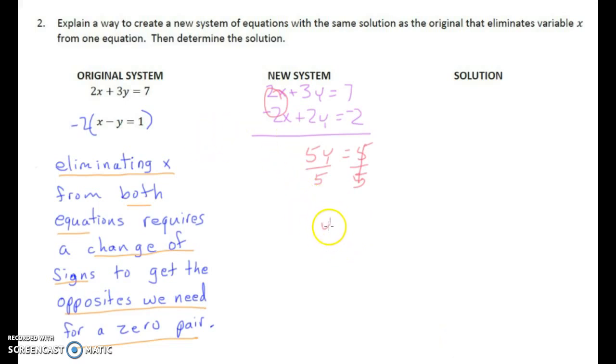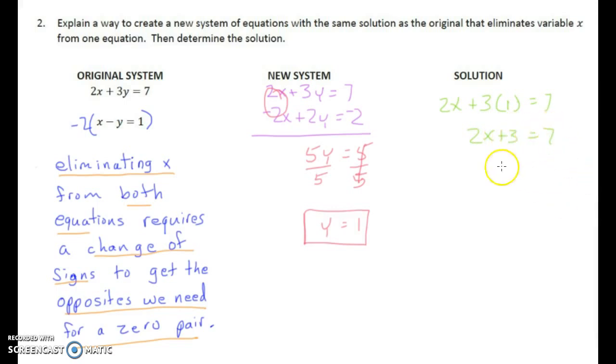So we're happy. Y equals 1. Woohoo. Now we have to find out what x equals. So let's go ahead and see what we can learn. We know that 2 times x plus 3 times what we know is y, which is 1, equals 7. That means 2x plus 3 equals 7.